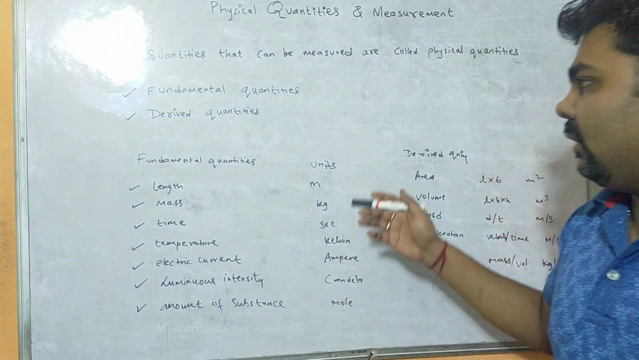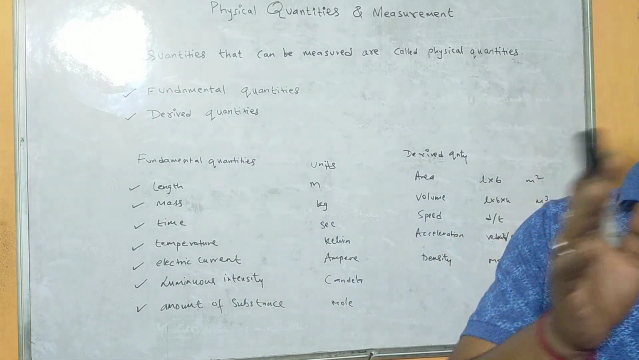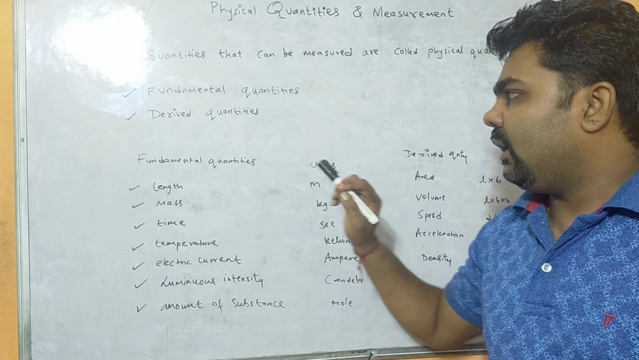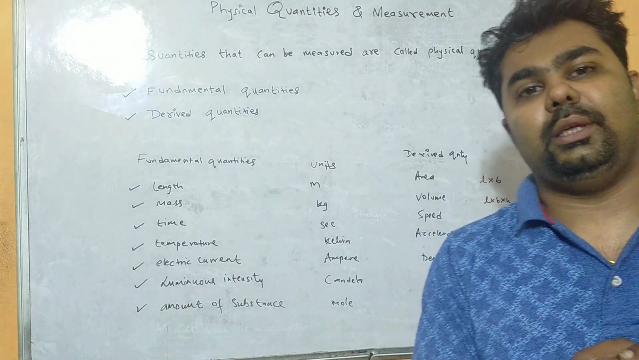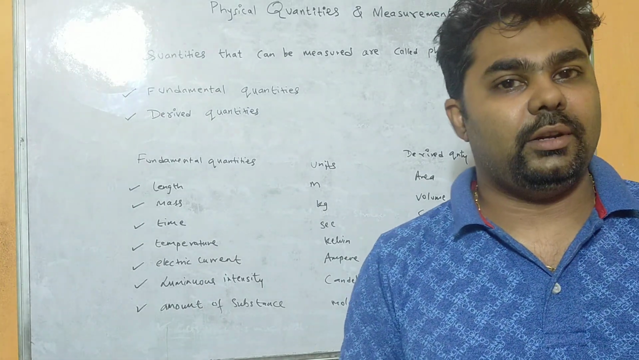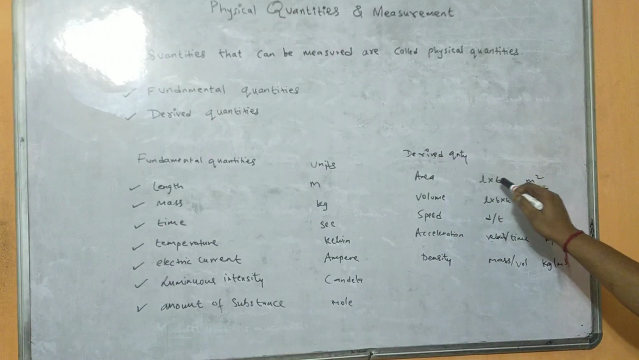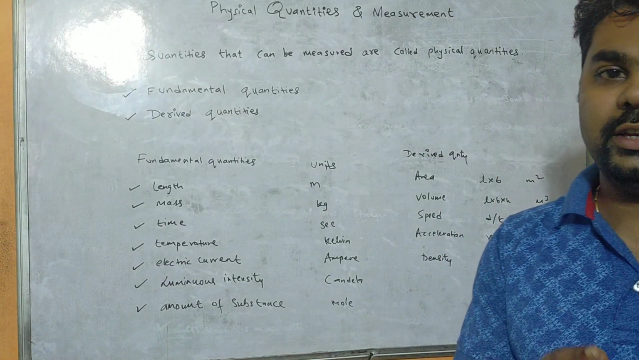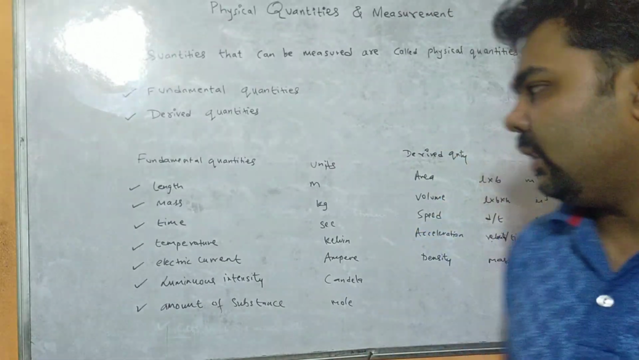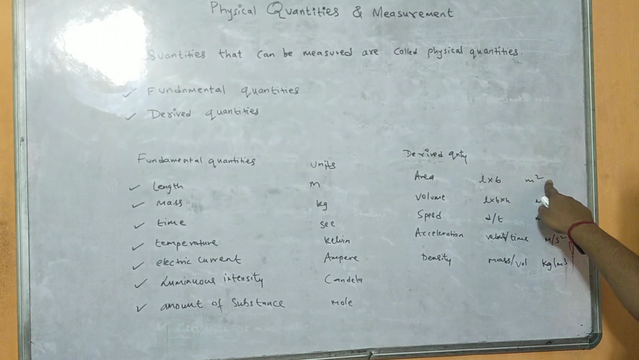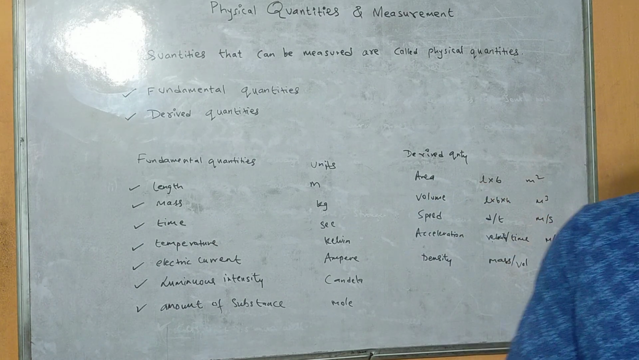Now let's see what derived quantities are. Derived quantities are those quantities which depend upon fundamental quantities. Suppose we need to find an area, say the area of a land in terms of length and breadth. If we need to calculate the area of a rectangle, the formula is length into breadth. When you are measuring length, it has to be in meter. Breadth also has to be in meter. That means meter into meter, that is meter square. So we can say area is depending upon length.